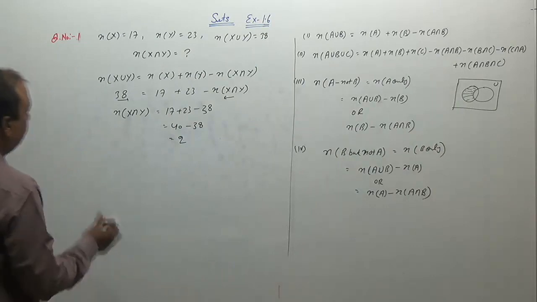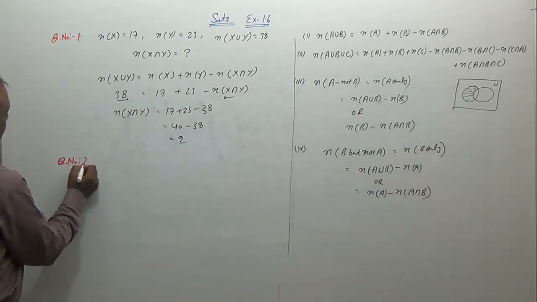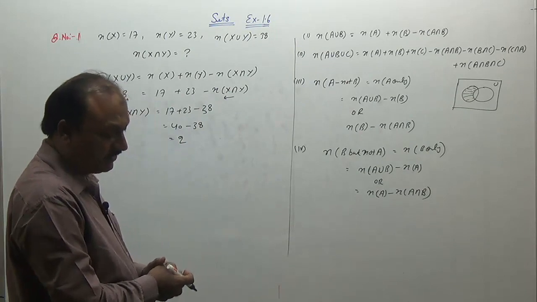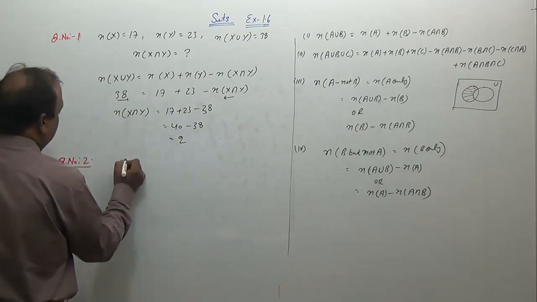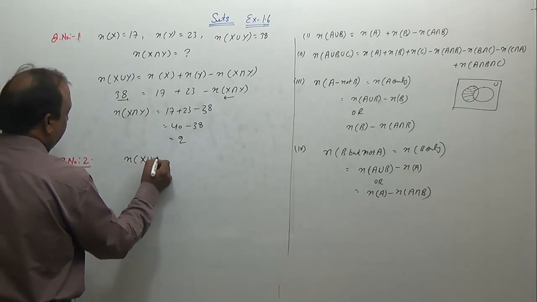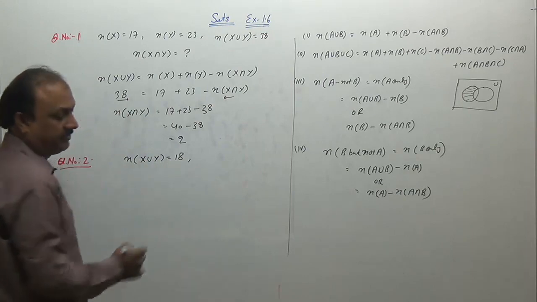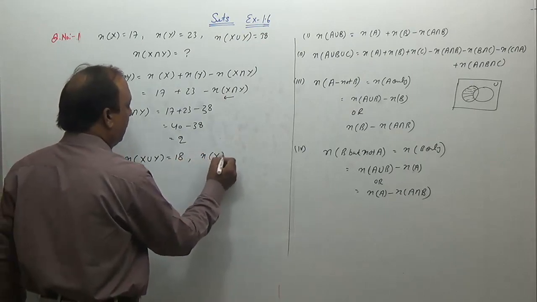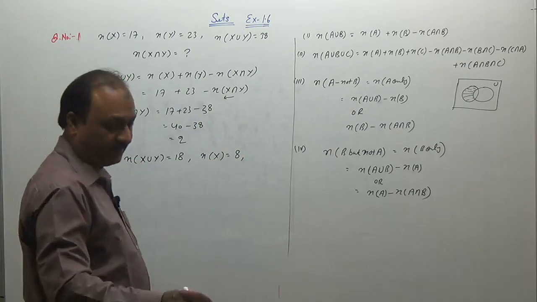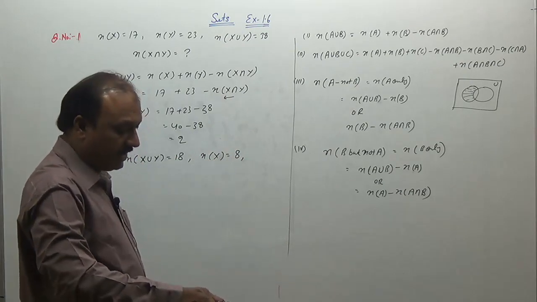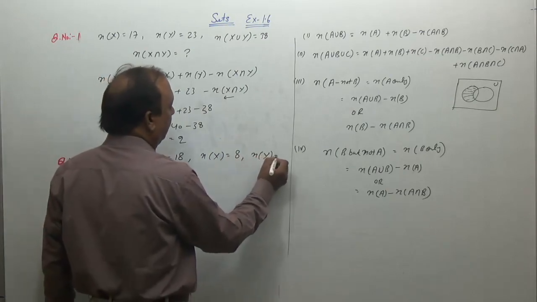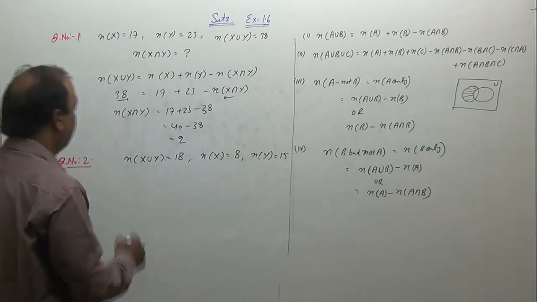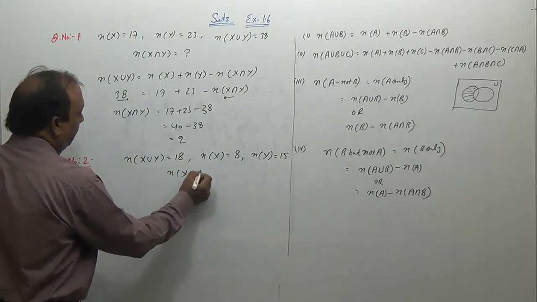Next is question number 2. If X and Y are two sets such that the number of elements of X union Y is 18, set X has 8 elements, and set Y has 15 elements, how many elements are in set X intersection Y? The number of X intersection Y is required.